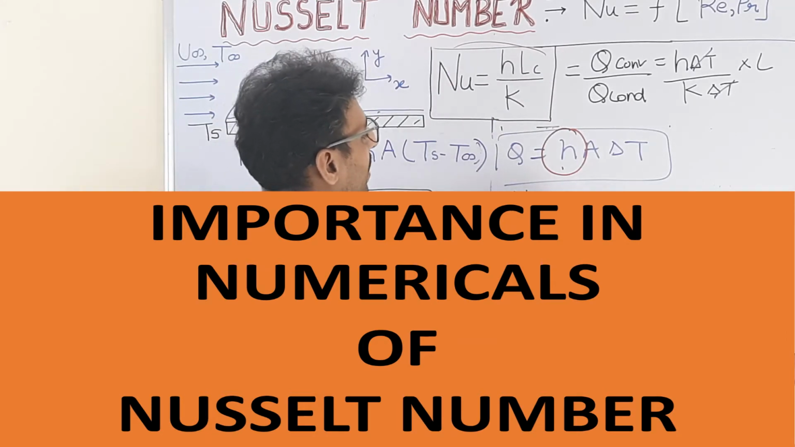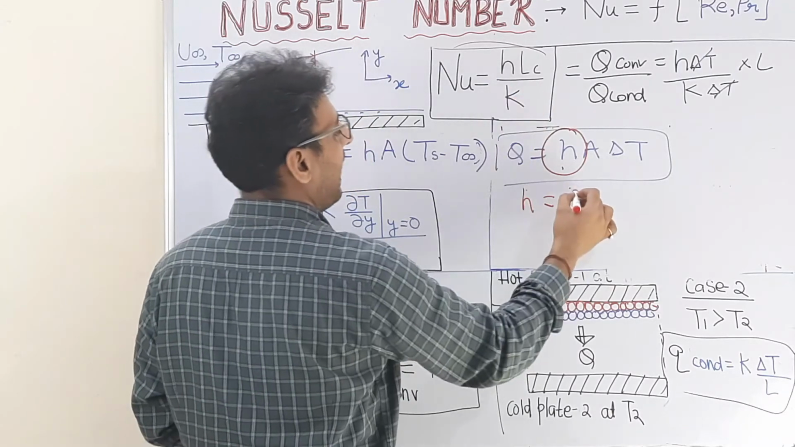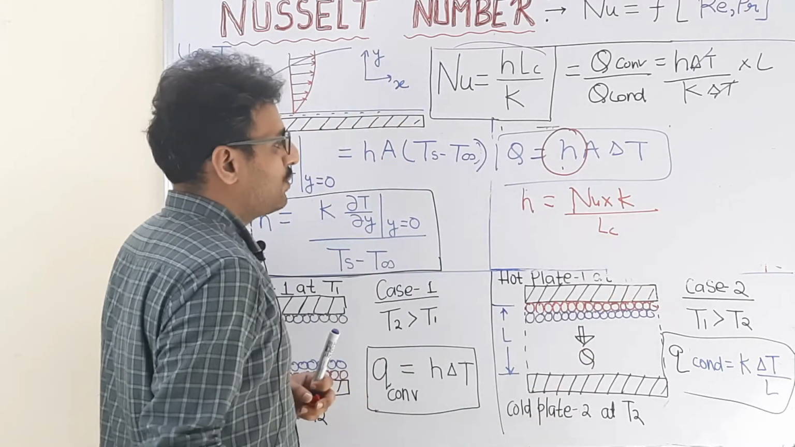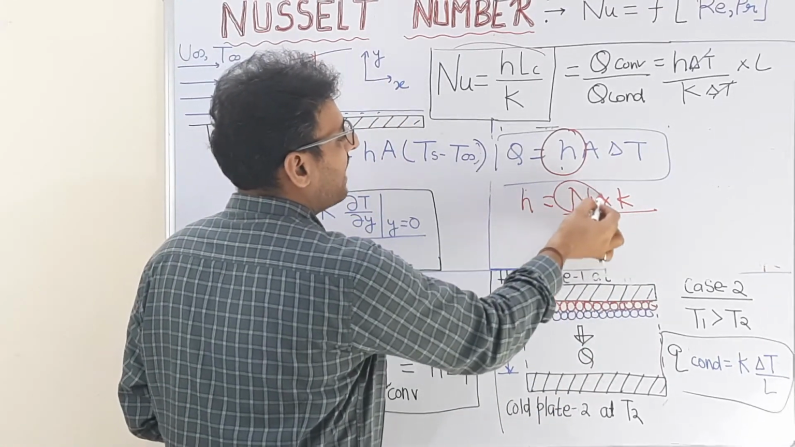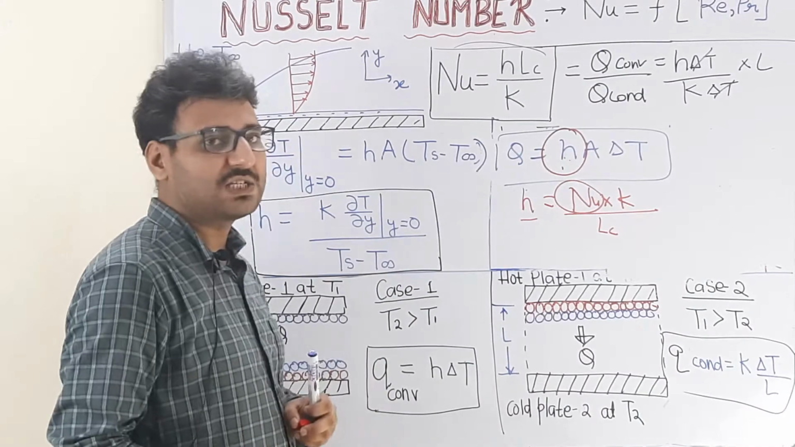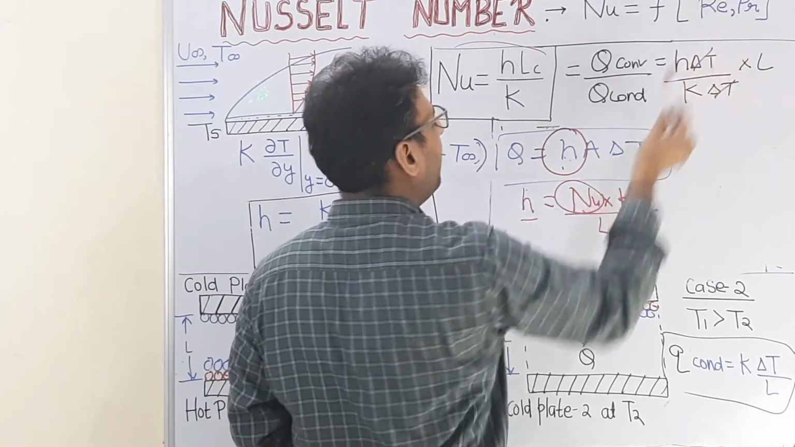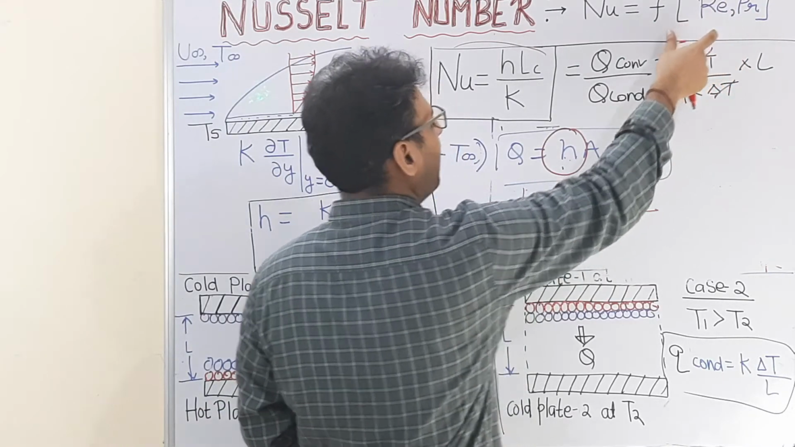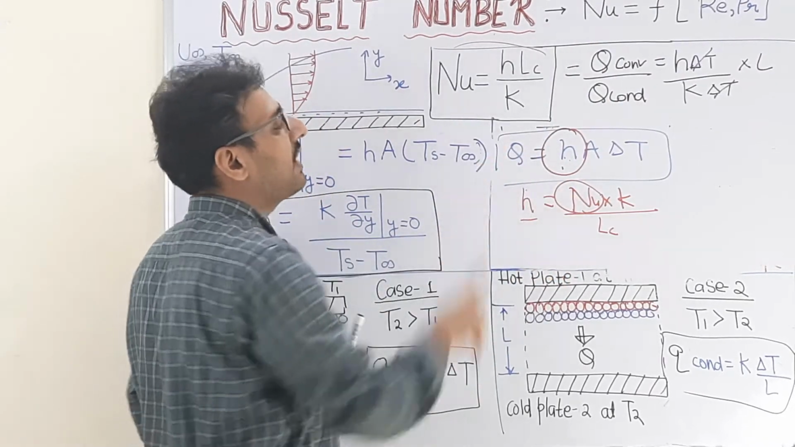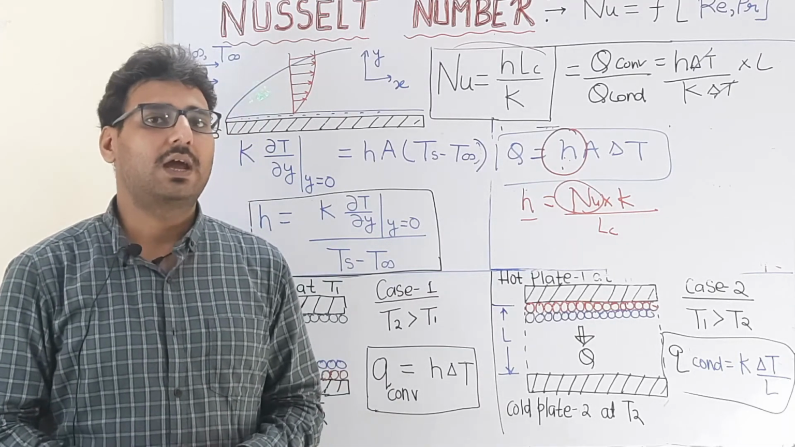Nu equals h Lc by k, or h equals Nu k by Lc. So if we know the Nusselt number, we can calculate h, and after substituting h, we can calculate the heat transfer rate in convection. Nusselt number is determined by the Reynolds number and Prandtl number. From the Reynolds number and Prandtl number, we can calculate the Nusselt number. From the Nusselt number, we can calculate h, and from h, we can calculate the heat transfer rate. So these are the basic two significances of the Nusselt number.